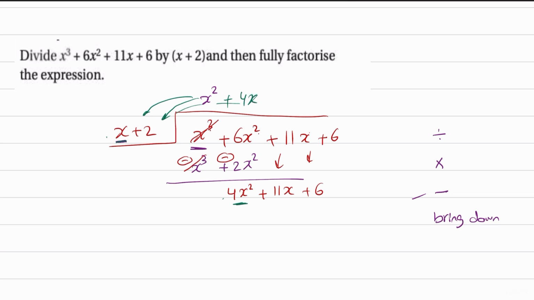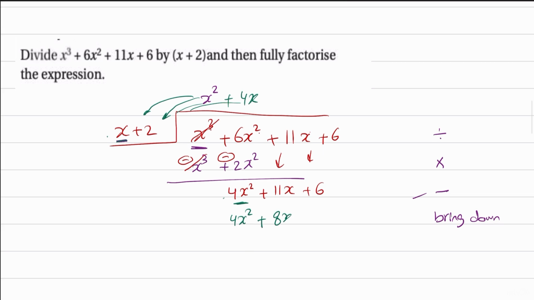Then again, you have to multiply. 4x times x equals 4x power 2. Positive times positive equals positive. 4 times 2 equals 8x.